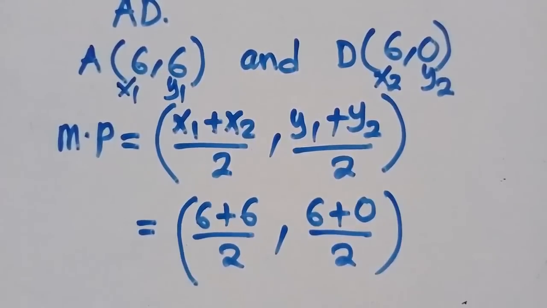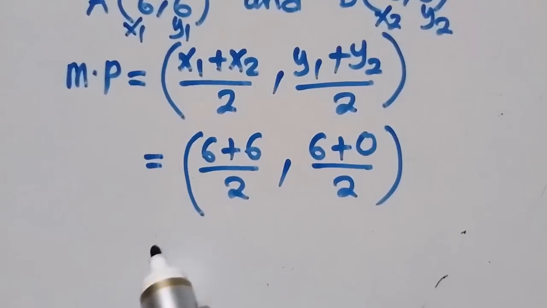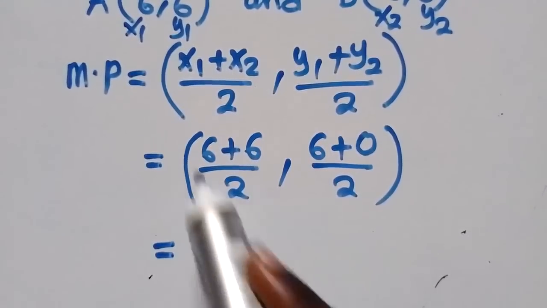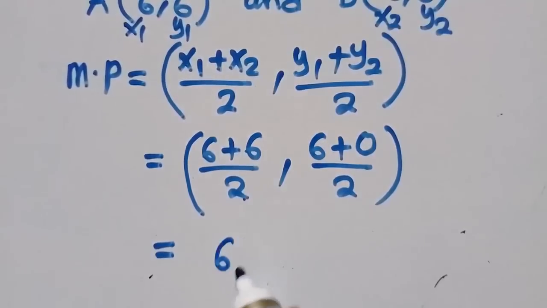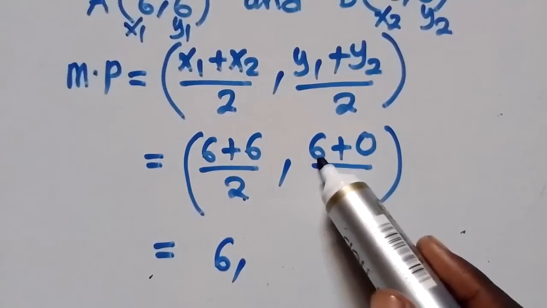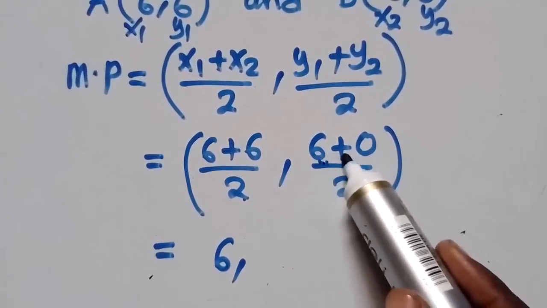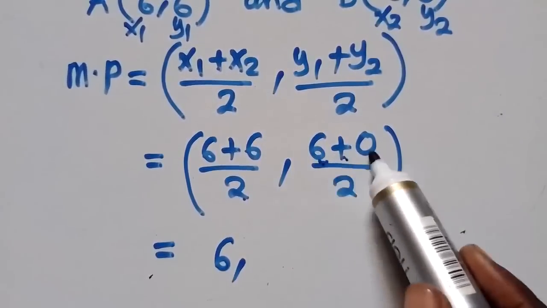Then if you further work this out, what will be your answer? 6 plus 6 is 12, and 12 divided by 2 is 6, comma. 6 plus 0 is 6.